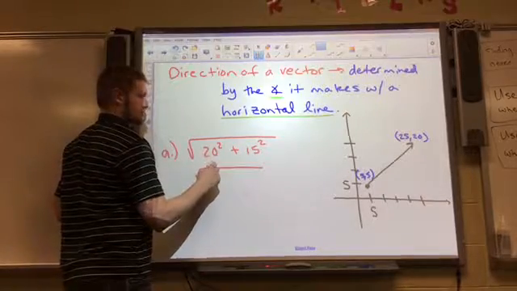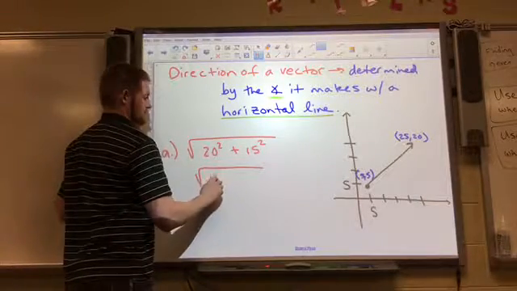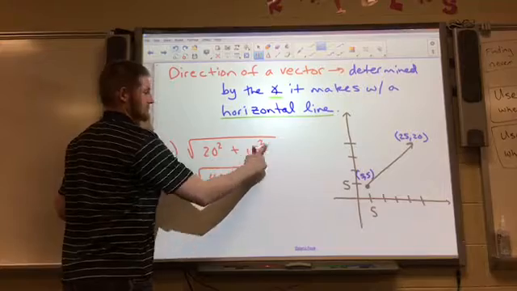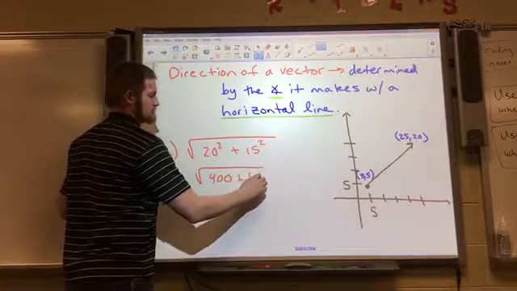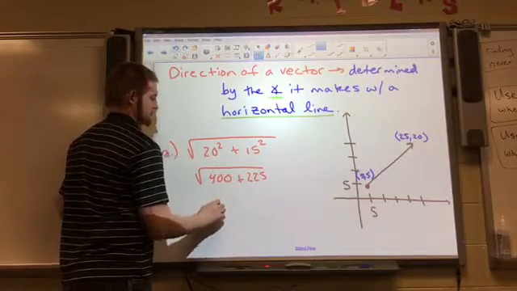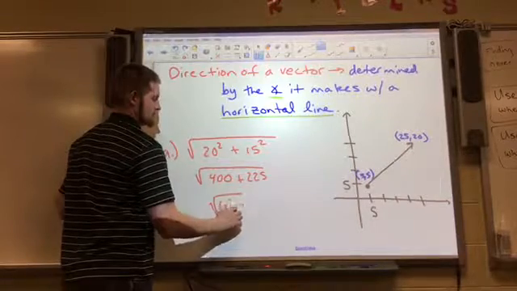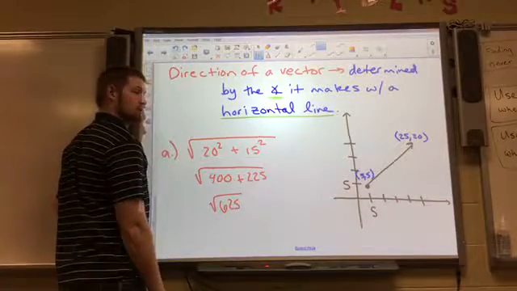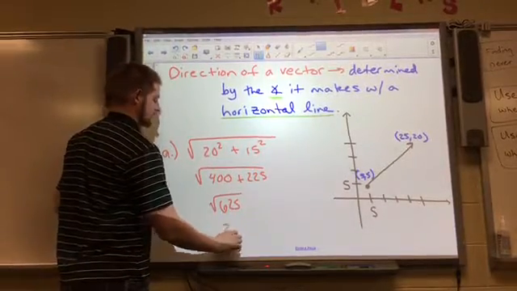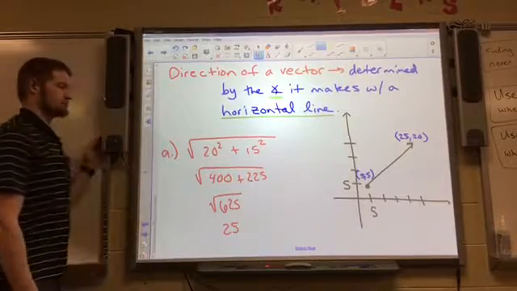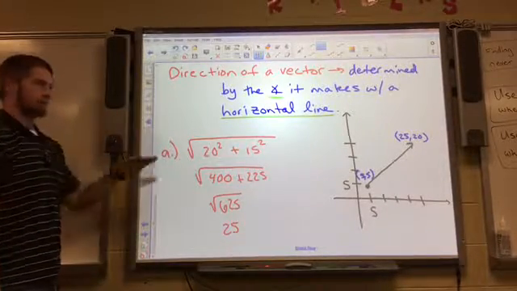20 squared is 400. Plus 15 squared is 225. So I have the square root of 625, which is 25. Okay, again, I think you guys could do that.